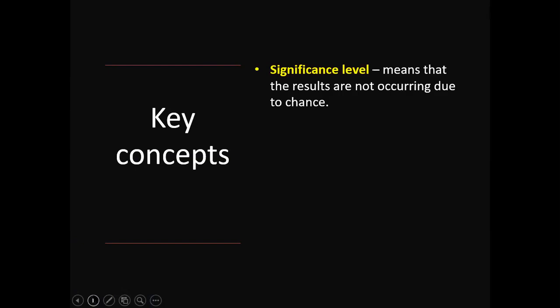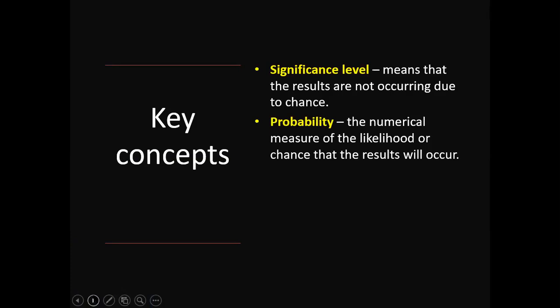Now, there is a little bit more to significance level because we need to understand a little bit of the terminology of the maths behind. In this term, you're already familiar with probability. Probability is the numerical measure of the likelihood or chance that results will occur. You've done probability. If I had a coin, I would have a 1 in 2 chance, so 50% chance or a 50% probability that I'll get a head. You've done this in high school maths, but probability is the numerical measure of the likelihood or chance that results will occur.